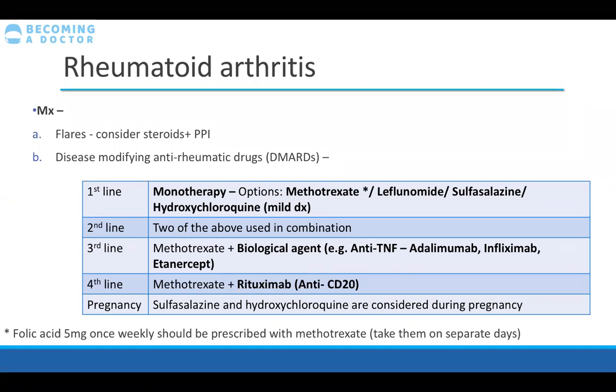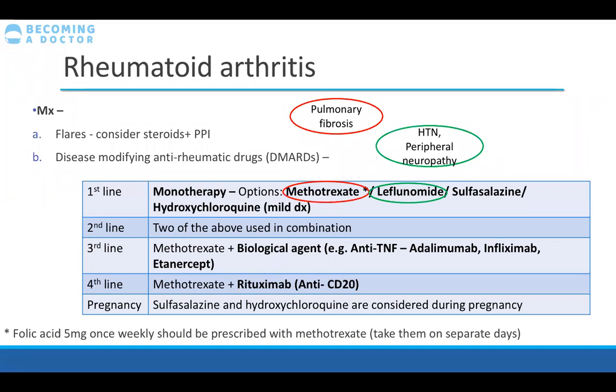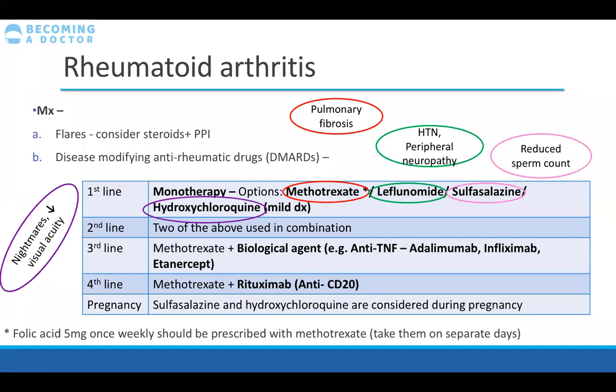An important thing to note with the drugs in rheumatoid arthritis are the side effects. So I've tried to highlight the key side effects, but it would be worth it if you guys on your own time read about common and other side effects. So with methotrexate, a key side effect to remember is pulmonary fibrosis. With leflunomide, you want to remember hypertension and peripheral neuropathy. With sulfasalazine, you want to note reduced sperm count. If someone's taking hydroxychloroquine, they can have nightmares and reduced visual acuity.